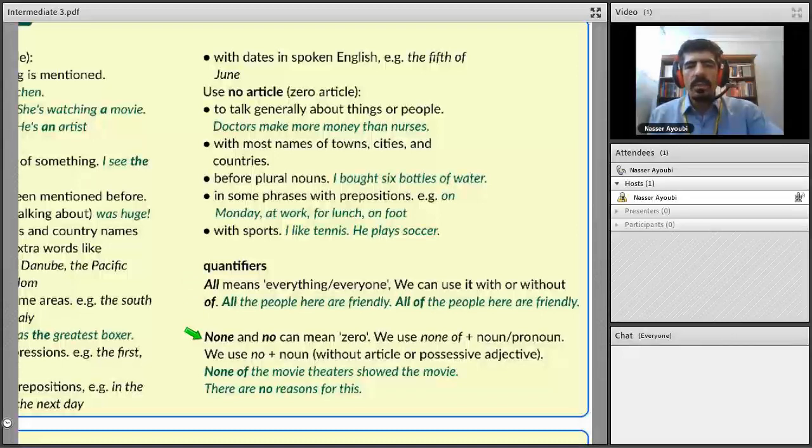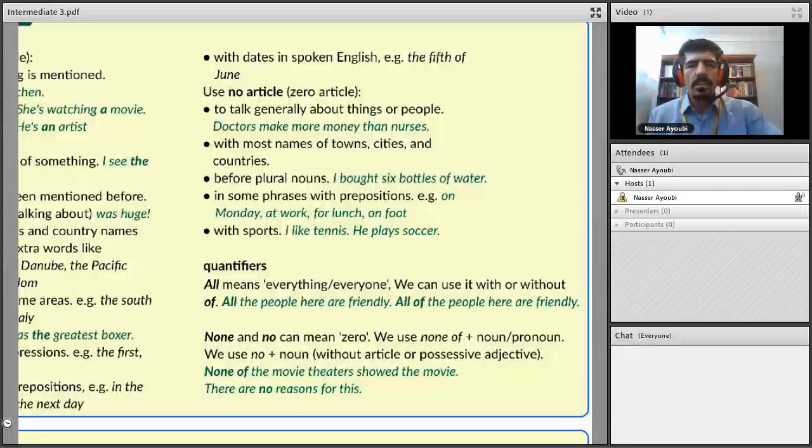None and no can mean zero. We use none plus none of plus noun or pronoun. We use no plus noun, without the article or possessive adjectives. None of the movie theaters showed the movie. There are no reasons for this.